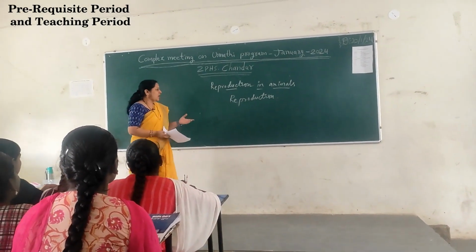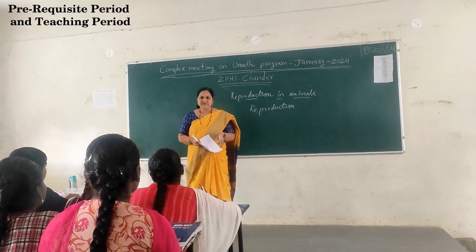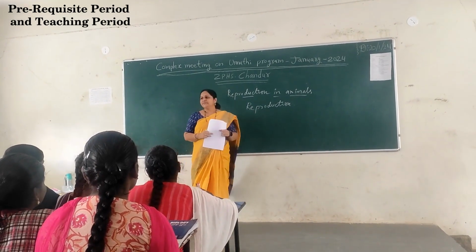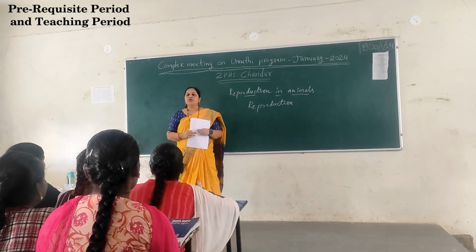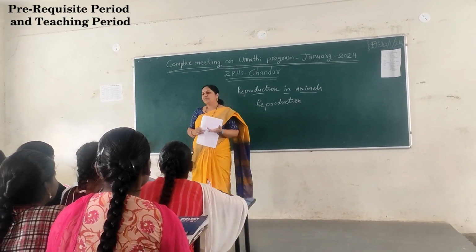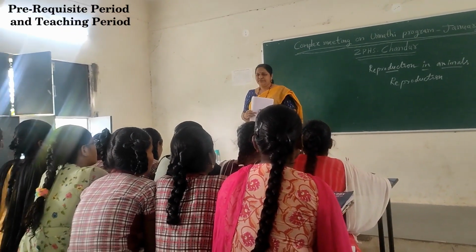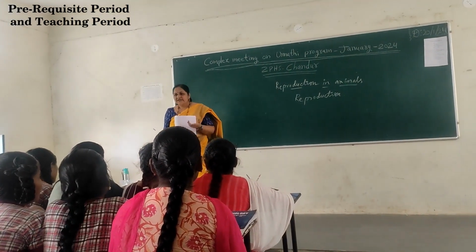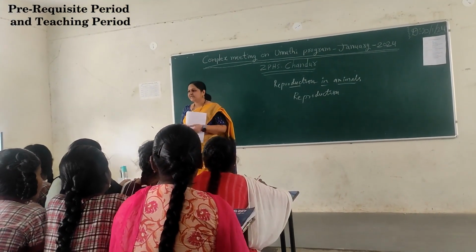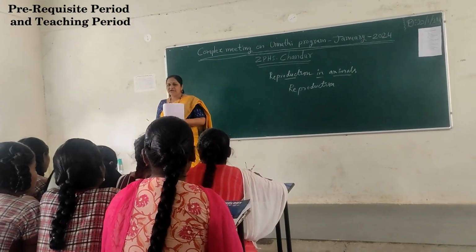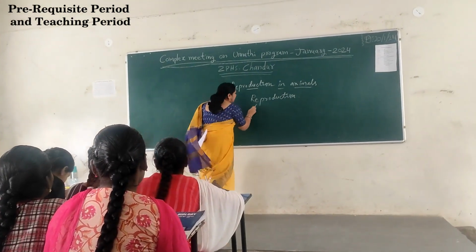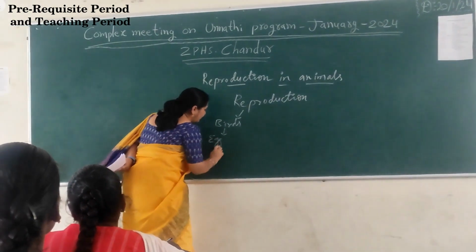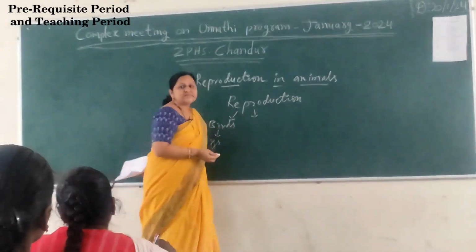So, let us discuss how this reproduction takes place in birds, animals and different organisms. Do you know how the reproduction takes place in birds? Do the birds lay eggs or do the birds give rise to young ones? Say it aloud. I am not able to hear you. They lay eggs. Why are you getting confused? Okay. So, reproduction in birds is by laying eggs.